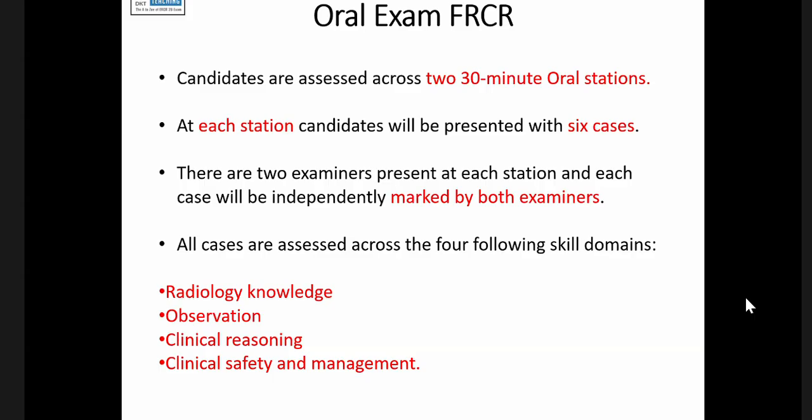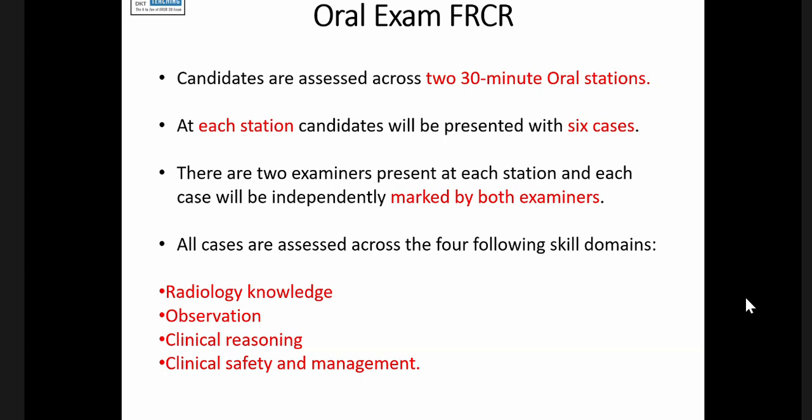Each day, the whole cohort having the oral exam that day will get the same cases. This will make it very fair. From the examiner's perspective, there are two stations. In one station, there is a 30-minute Viva, divided into 15 minutes and 15 minutes, examiner one and examiner two.